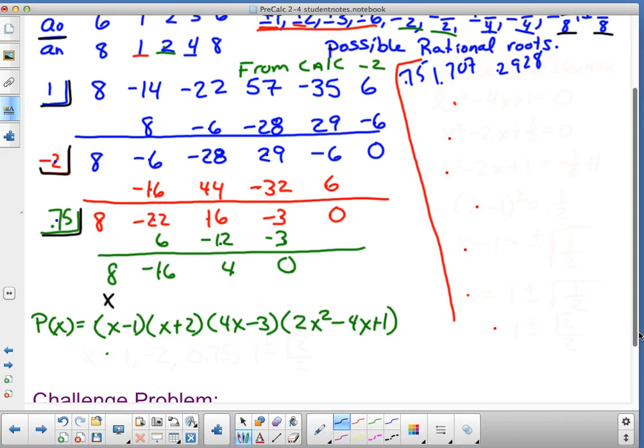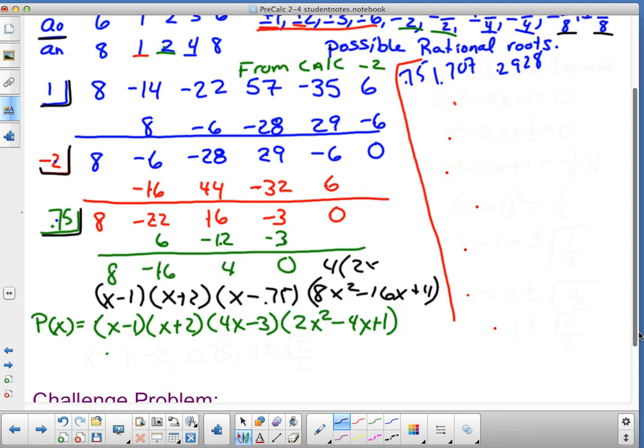I got x minus 1, and I'm just rewriting a couple of these because they're exact, x plus 2. But here I had x minus 0.75. Okay, and then I had 8x squared minus 16x plus 4. Where did the 4 go? I took a 4 out. And I have that 2x squared minus 8x plus 2. That 4 went over here to help me with 4x minus 3. So I could make sure I had that function there.